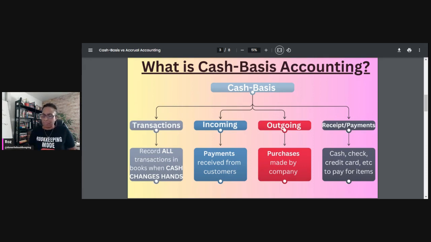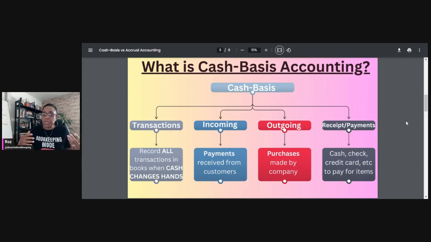So, incoming: basically payments received from your customers, like the example that I just shared. Outgoing: those are purchases made by a company. Let's say you make a purchase, you buy some cutters, and that's it. The transaction is cash changing hands. No accounts receivable, accounts payable, none of that. It's just incoming, outgoing, and the transactions are recorded.